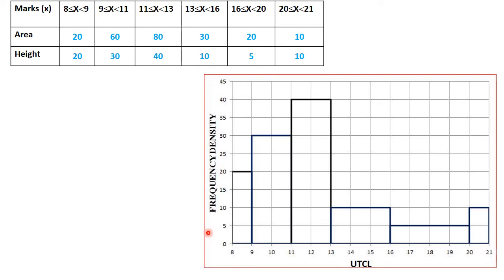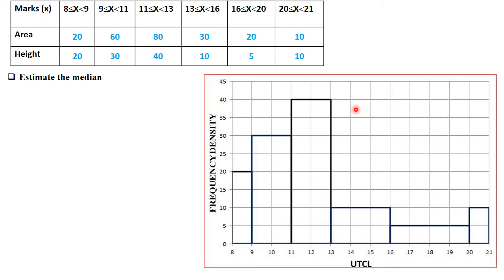On the y-axis, we have frequency density, which is now the heights. So the first class had a height of 20, it's right there. The second class had a height of 30, it's right there. All the way up to the last class having a height of 10. I think that's easy to say. Ensure that your diagram looks like mine or something close to that.